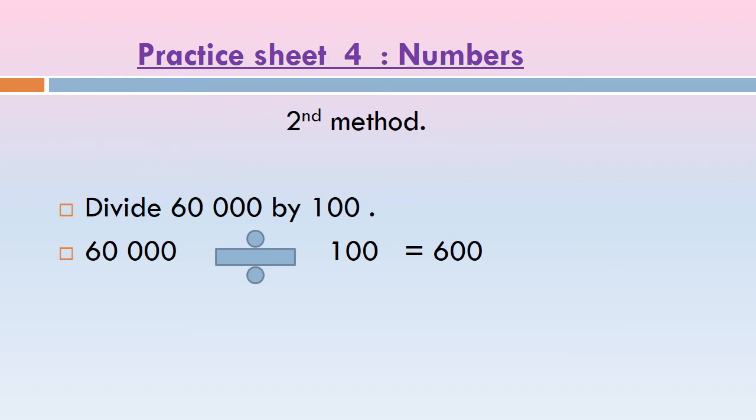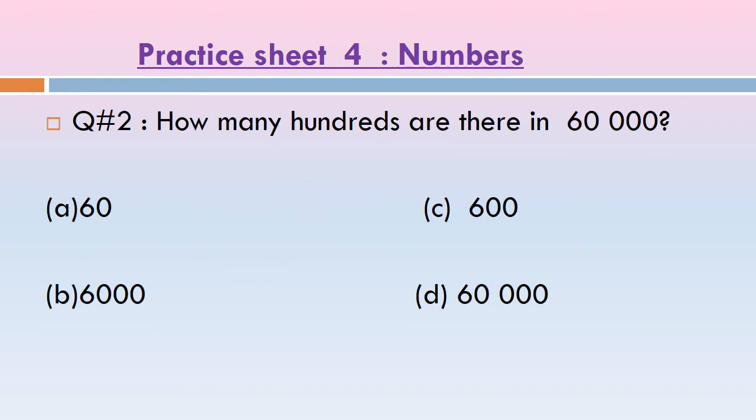Here is another method. We can divide 60,000 by 100 and we will get our answer, which will be 600. So which option will be correct? C option, which is 600.